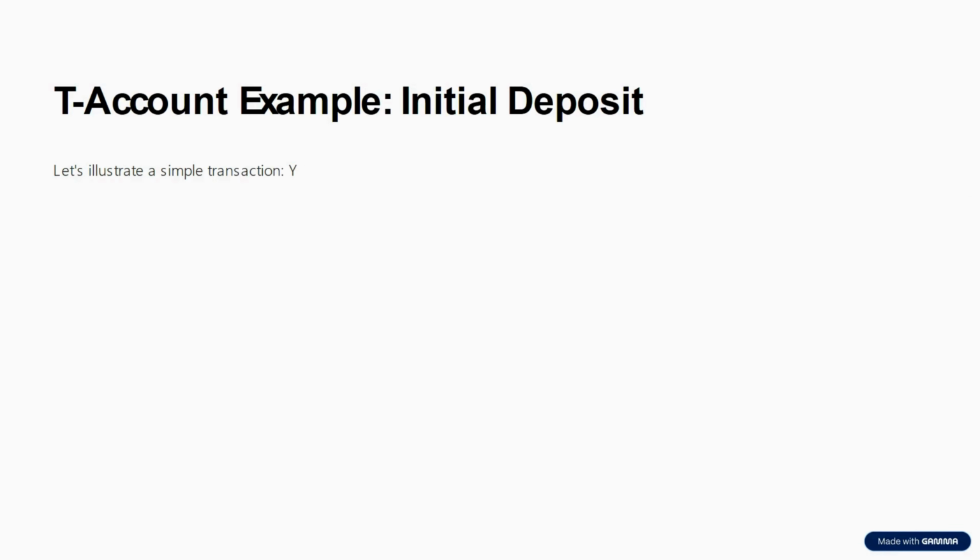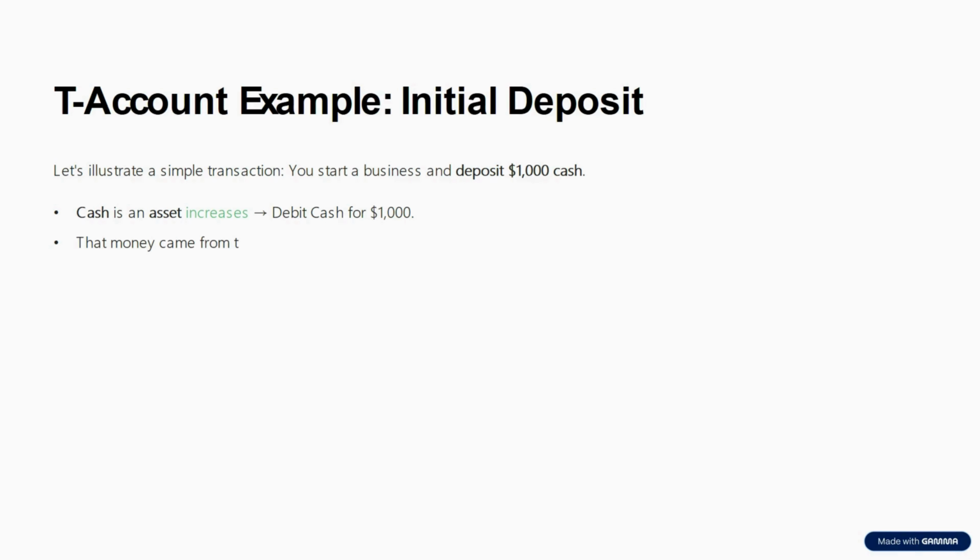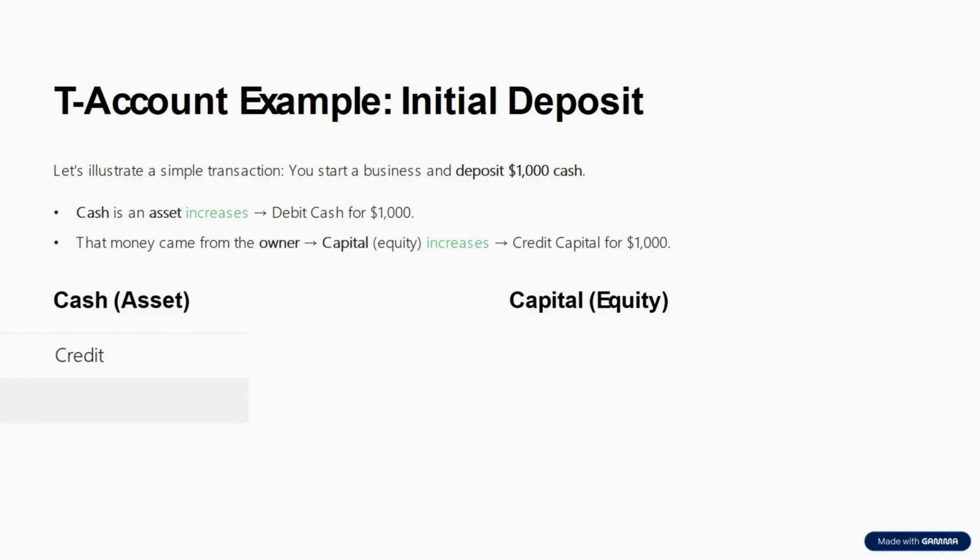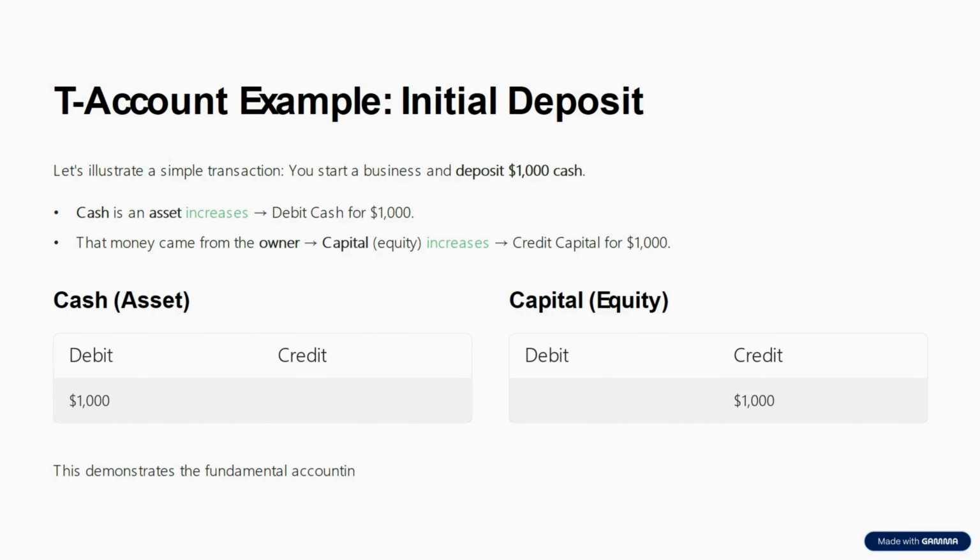Let's illustrate a simple transaction. You start a business and deposit $1,000 cash. Cash, as an asset, increases, so we debit cash for $1,000. The owner's capital also increases, so we credit capital for $1,000. This demonstrates the fundamental accounting equation: assets equal liabilities plus equity.